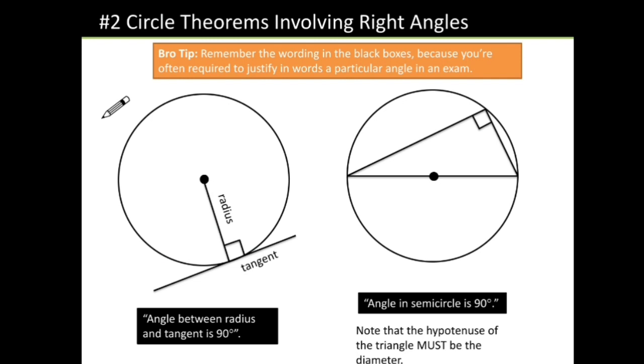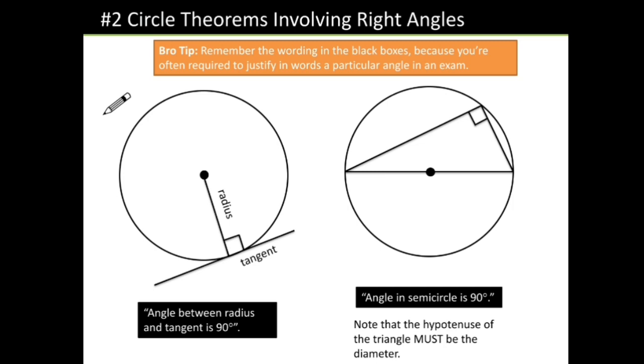Remember this step. Remember the wording in the black boxes, because you are often required to justify in words a particular angle in an exam. The first one is: angle between radius and tangent is always 90 degrees. So radius and tangent are always perpendicular.